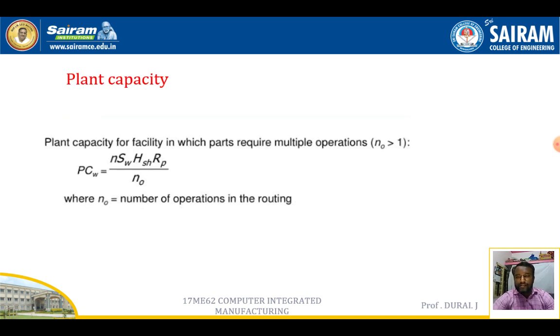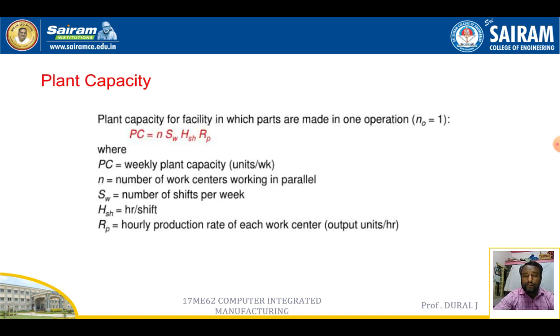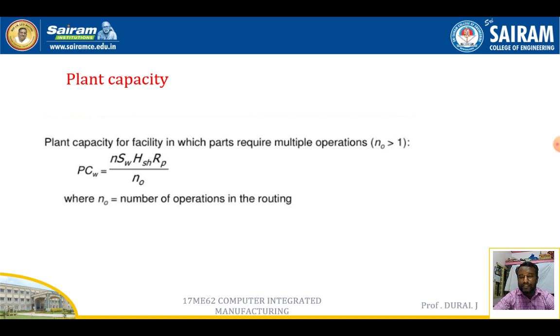So for plant capacity in batch production, PC = N Sw Hsh Rp / No. Here N is the number of work centers available in the machine, and No is the number of machines involved in the particular operations.